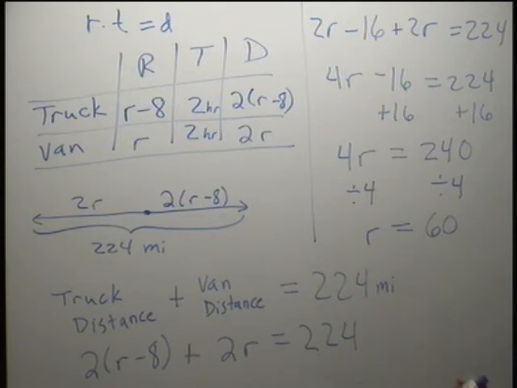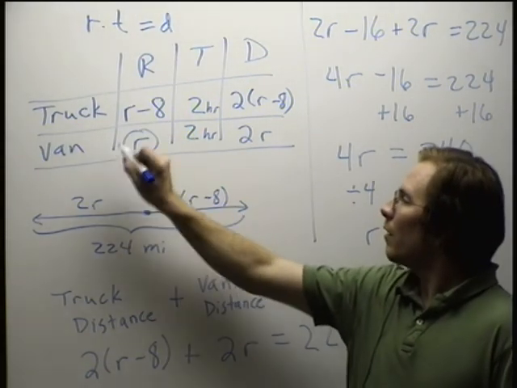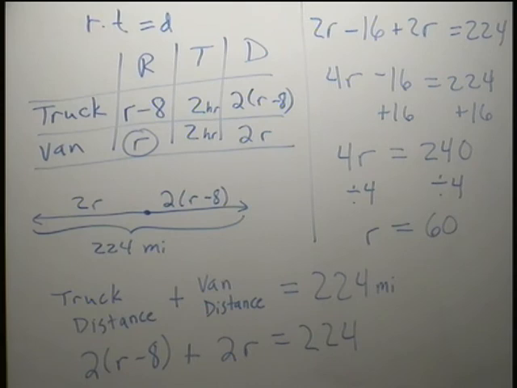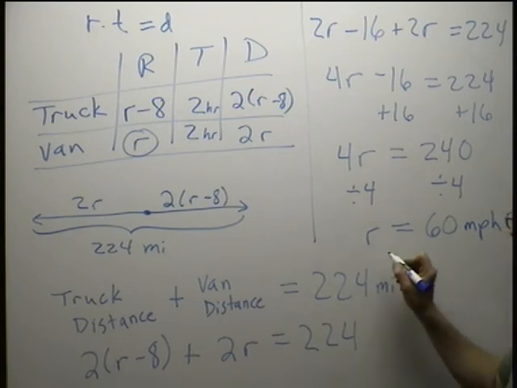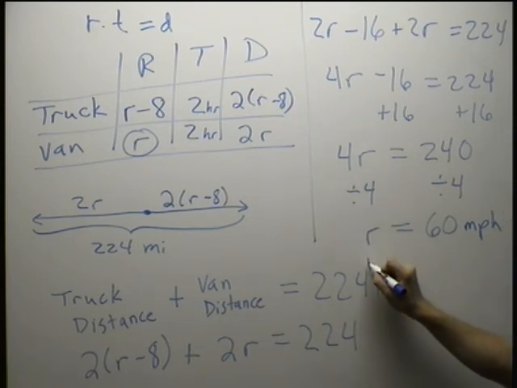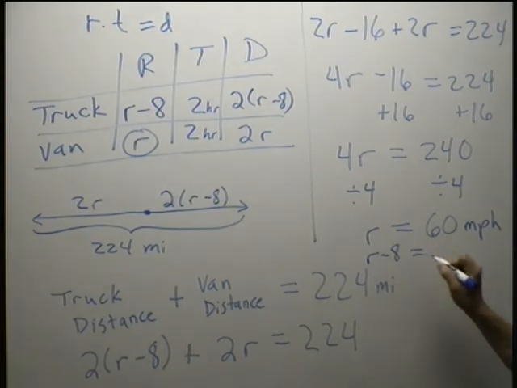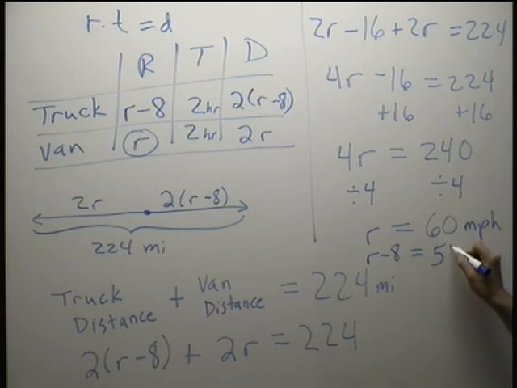This tells us the van's rate is 60, and it must be miles per hour. Then the truck's rate is 60 minus 8, or 52 miles per hour.